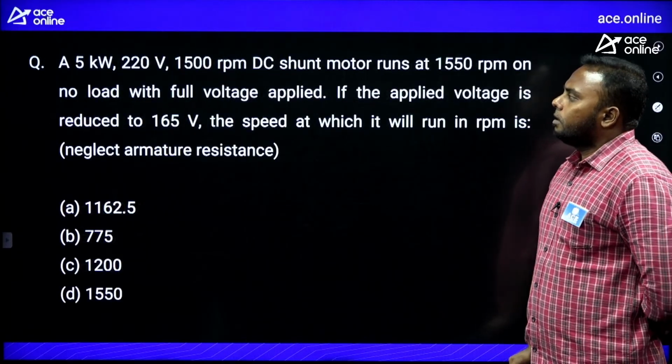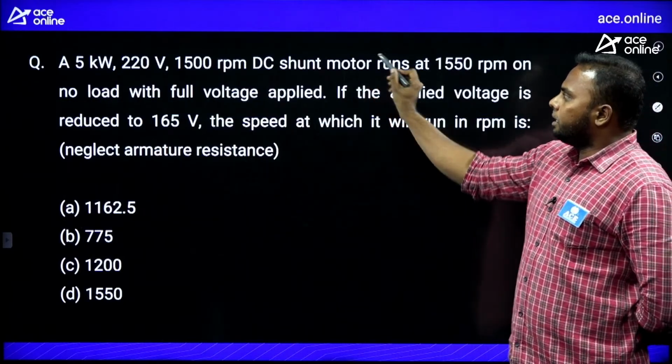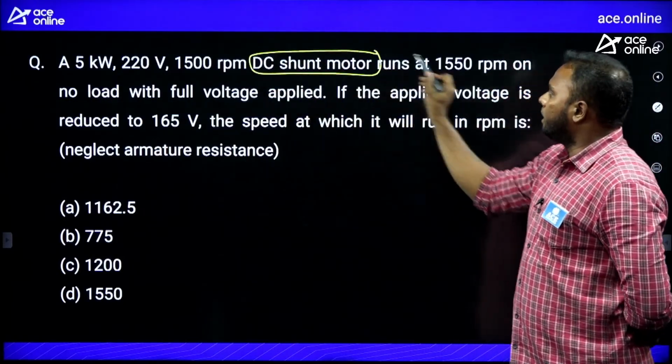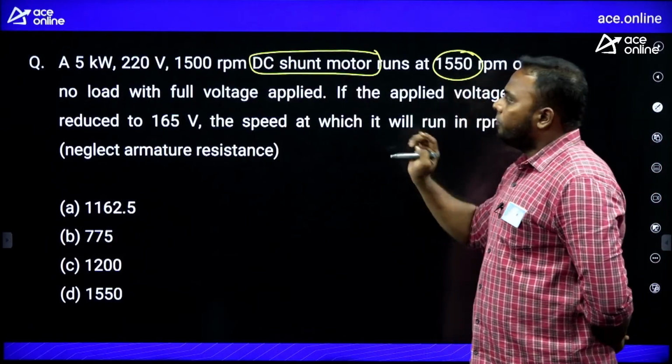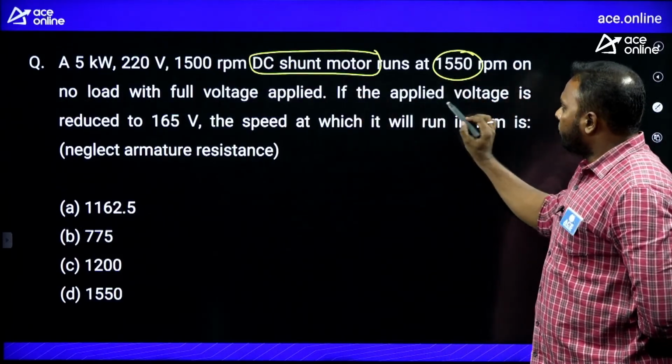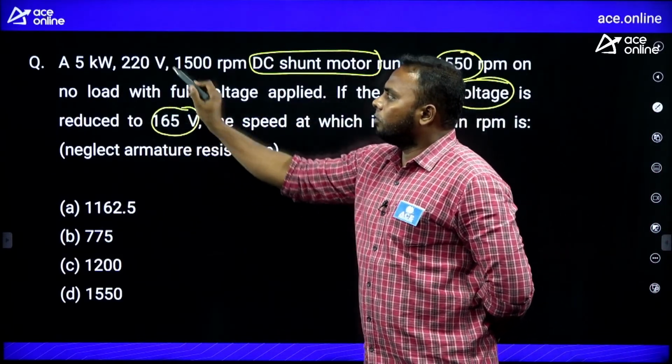Question. A 5 kilowatt, 220 volt, 1500 rpm DC shunt motor runs at 1550 rpm on no load with full voltage applied. If the applied voltage is reduced to 165 volts, what is the speed?